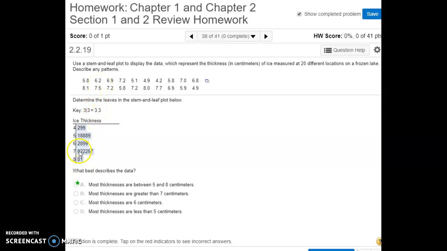And then we're going to try to describe what pattern we see by looking at the data organized like this. And it gives us some choices here. And we can see that most of these measurements here are between 5 and 8 centimeters. And so that would be all of these in the middle. There's just 2 that are over 8 centimeters, and there's just 3 that are below 5 centimeters. All the rest fall in between 5 and 8 centimeters.